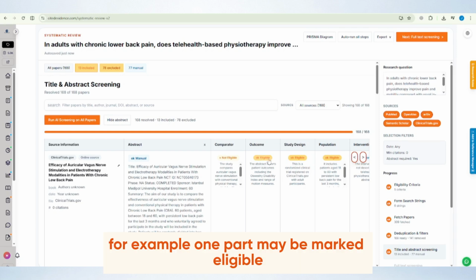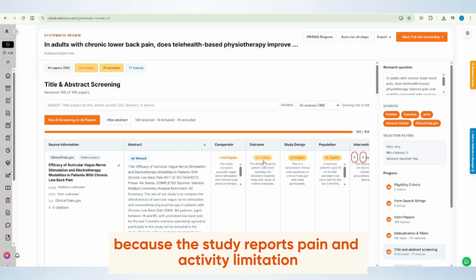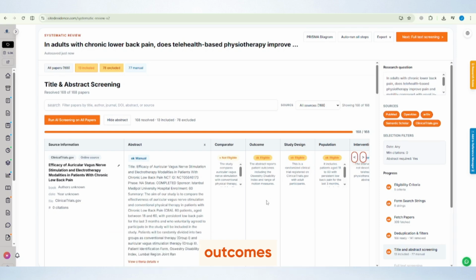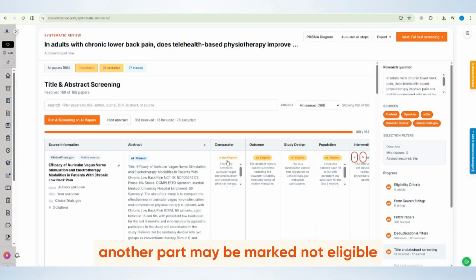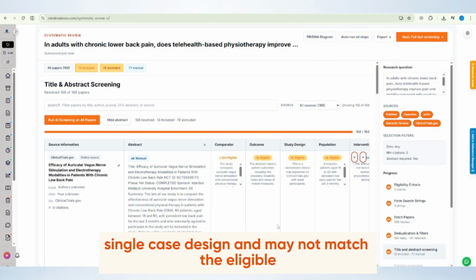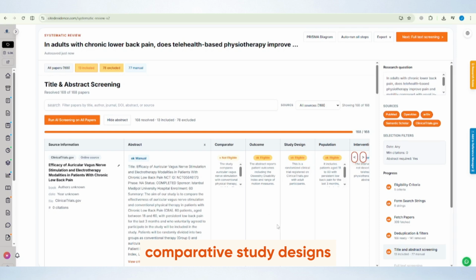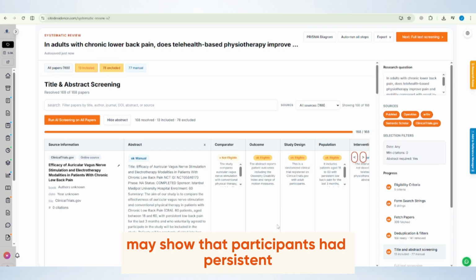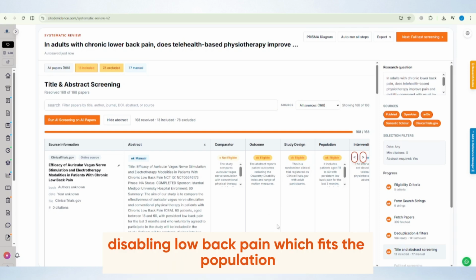For example, one part may be marked eligible because the study reports pain and activity limitation outcomes. Another part may be marked not eligible because the study design is a replicated single-case design and may not match the eligible comparative study designs. Another criterion may show that participants had persistent, disabling low back pain, which fits the population.